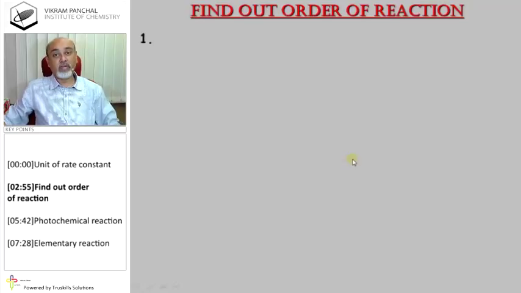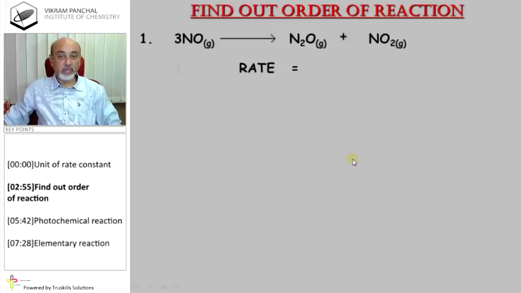Now find out the order of reaction. This reaction is given to you. The differential rate law for this reaction is rate is equal to K NO raised to 2. So here the power of NO is 2, therefore it is a second order reaction.